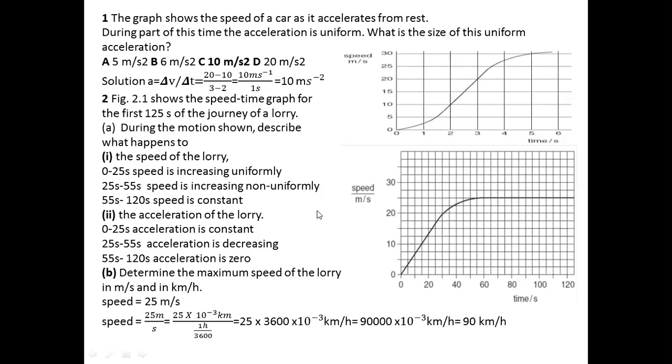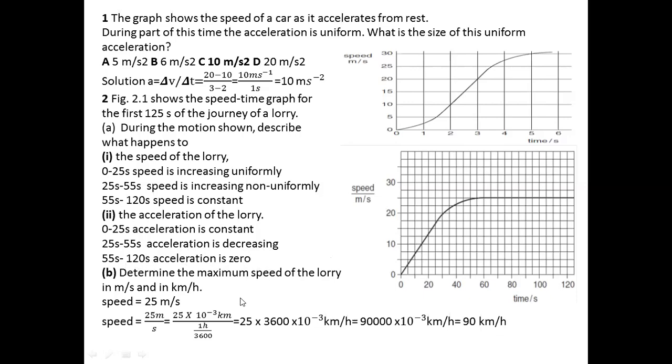Now the second part of the question is, what is happening to the acceleration in each time interval? So when we have a straight line from 0 to 25 seconds, there the acceleration is constant. When we have a curve, over here acceleration is decreasing, and when we have a horizontal line for speed time graph, there the acceleration is 0. For time interval 55 seconds to 120 seconds, acceleration is 0.